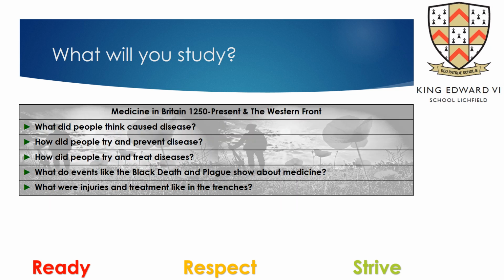The second unit that you study is Medicine in Britain from 1250 to the present day, and it includes a specific site study on the Western Front. Overall, it asks you key questions about the causes, prevention and treatment of disease, and it traces how these things and ideas surrounding them change over time. Sometimes you'll look at specific case studies of disease, such as the Black Death and the Plague. And when it comes to the Western Front, you look specifically at the injuries caused there and how treatment was administered during the war. The key to this unit is looking at change and continuity over time.